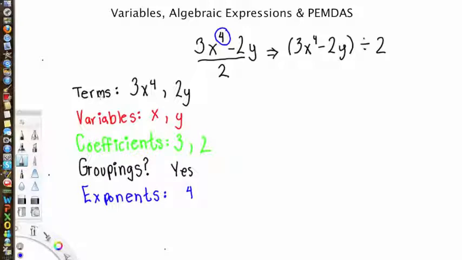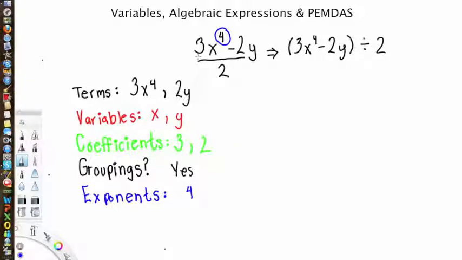When we talk about terms, we're talking about any constant number or variable or combination of the two that are in an expression that are separated by addition or subtraction. In this case, it's subtraction. Those are our terms. We have 3x to the fourth power and 2y. Our variables, we only have x and y, and then we have the coefficients of 3 because we have 3 x's and we have 2 y's.